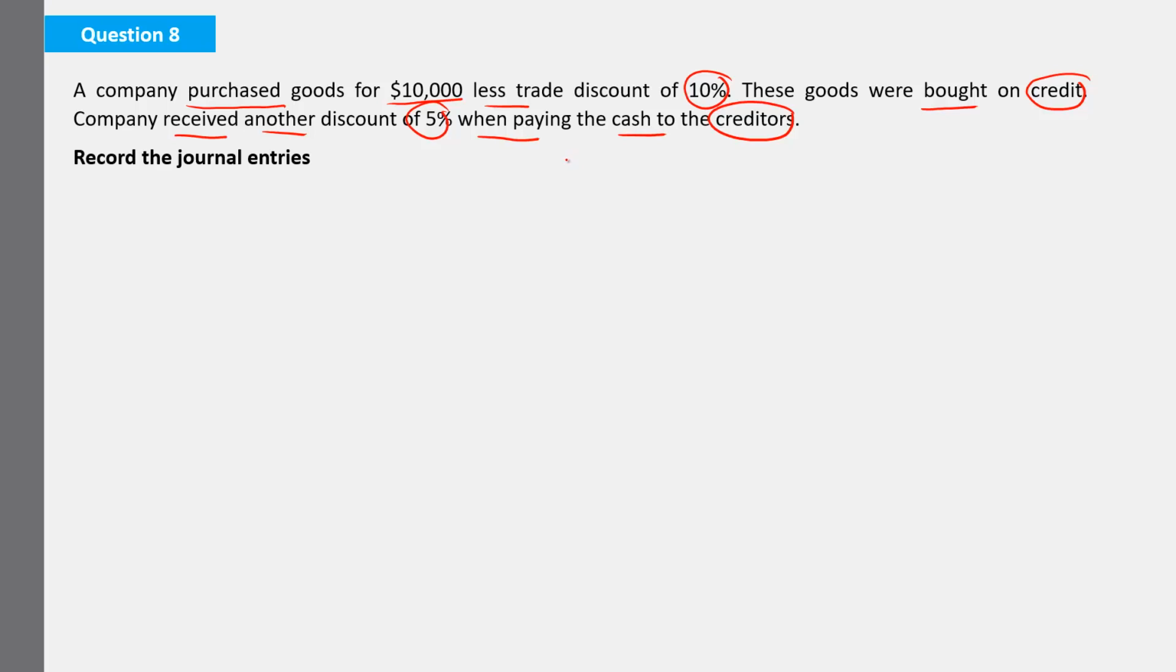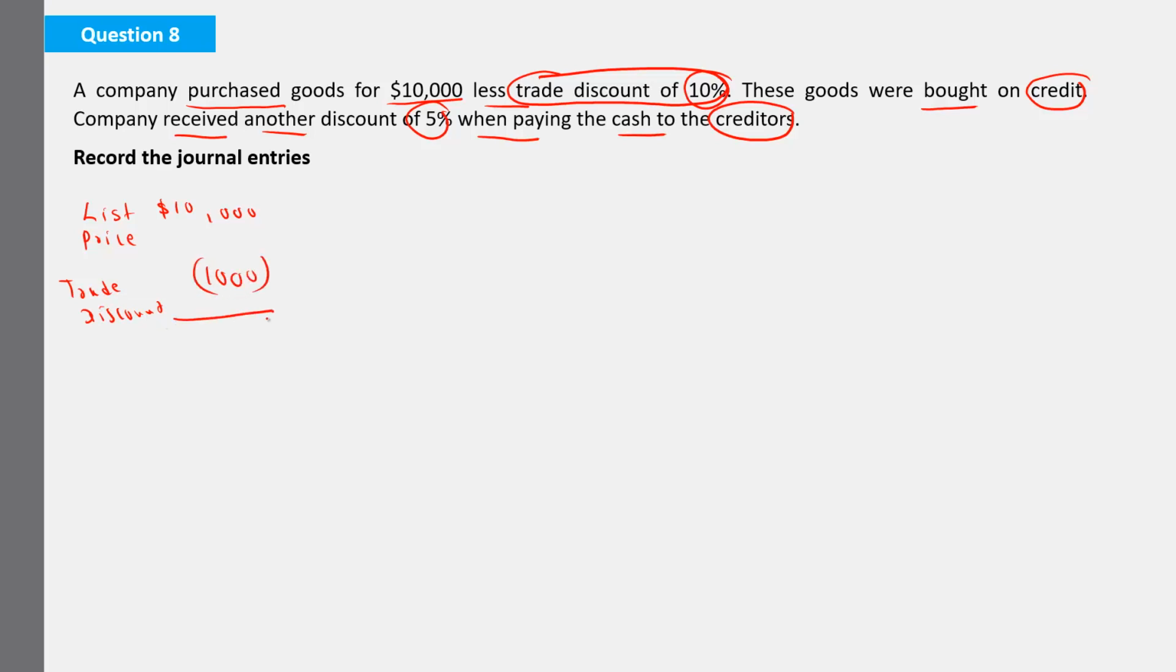Now let's see how to record the double entries for this particular question. First of all, we have to understand what is the price of this particular product after the trade discount. So the list price or catalog price of this particular product is $10,000. From that you are getting a trade discount of how much? 10%. What discount is that? Trade discount. Trade discount 10%, that means $1,000 reduction.